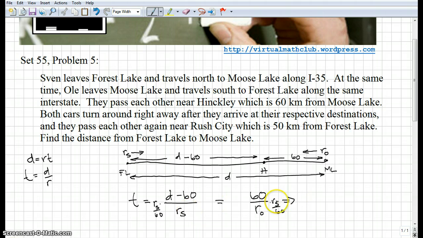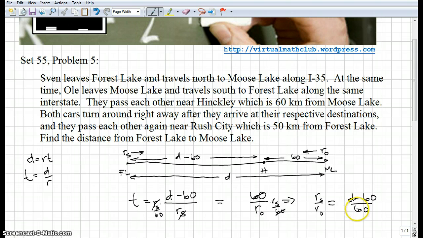And essentially then we will get, over here, the 60s cancel out, and then we end up with RS over RO. So we end up with the ratio of their rates in terms of the distances that they've traveled, okay? So you can see when I do this, see the RS's cancel out over here, and then I end up with D minus 60 over 60, okay? So now I have the ratio of their rates in terms of the distances that they've traveled.